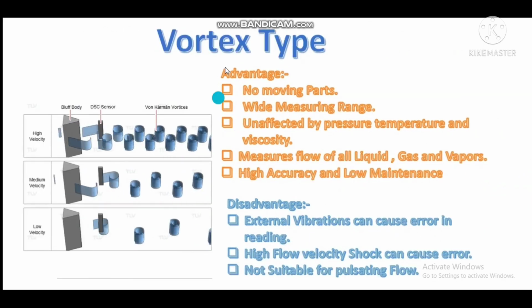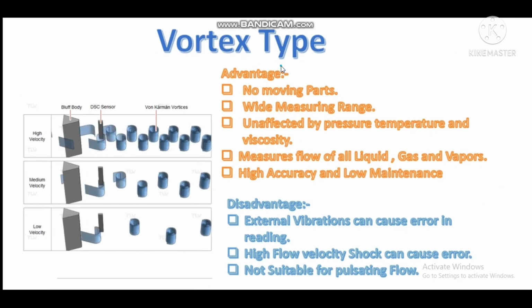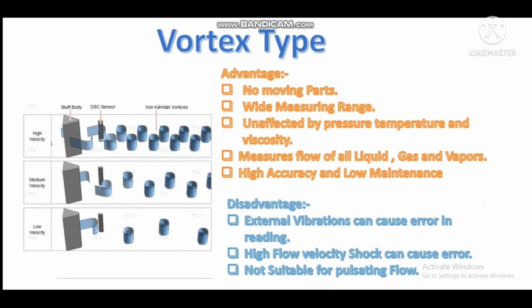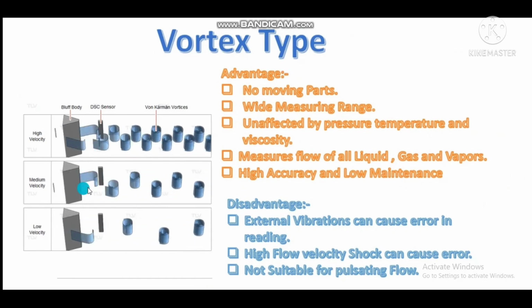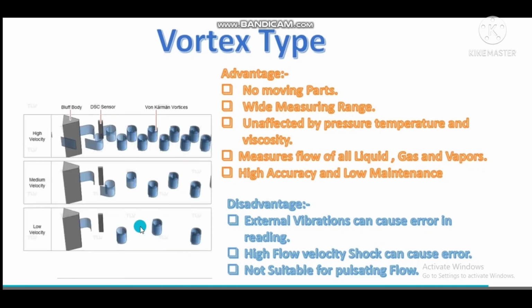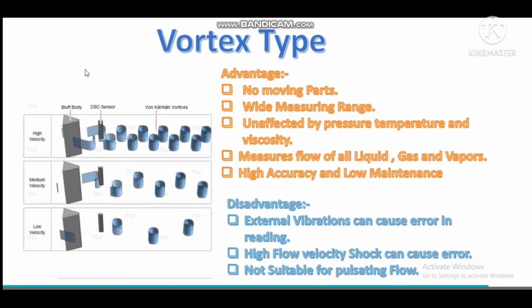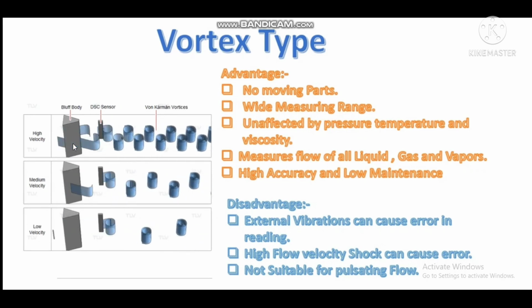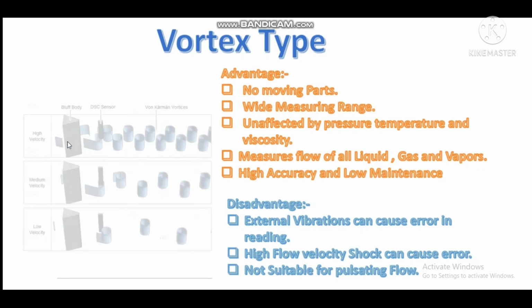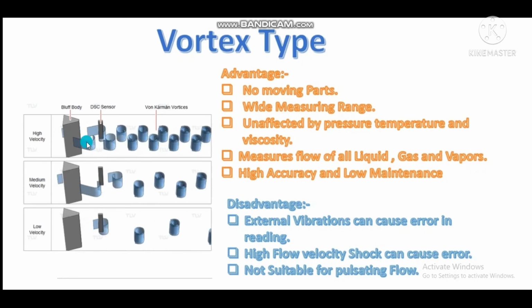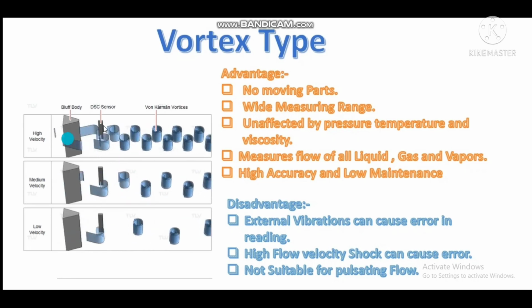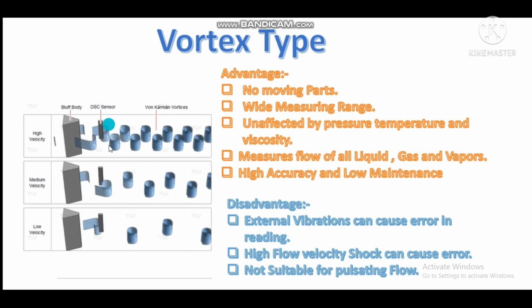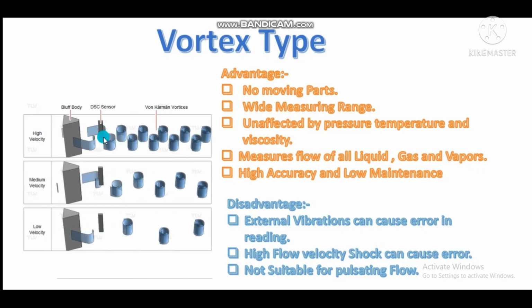And now we'll check out the vortex type. In this vortex type, first of all we have to understand what principle this vortex type works on. It works on the bluff body. This is the bluff body which is an obstruction, and in the direction of the flow of this liquid or the gas, there is the bluff body present, and there is the DSC sensor which senses the flow rate of this element.